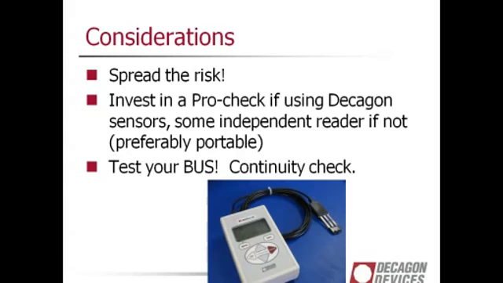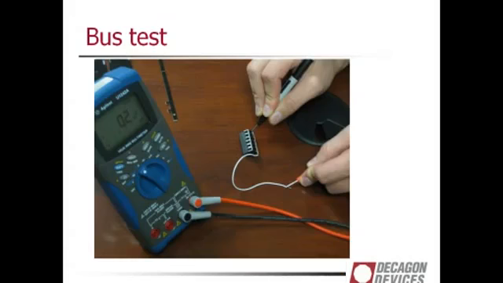Also, test your bus. One way to do that is a continuity check, and any multimeter can do it. This is one of the fancy ones that one of our electrical engineers uses. Right here, he's got it set to resistance.